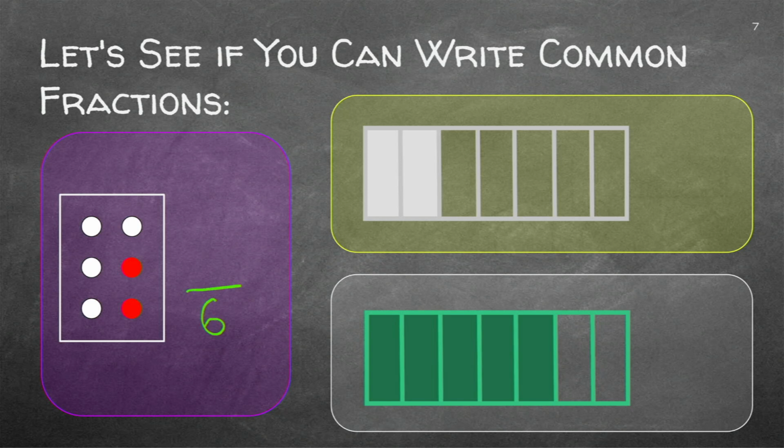Now, if I ask you, how many of the dots or the circles been colored red? How many red circles do you count? 2. That's correct. So 2/6 of the fraction is colored red.